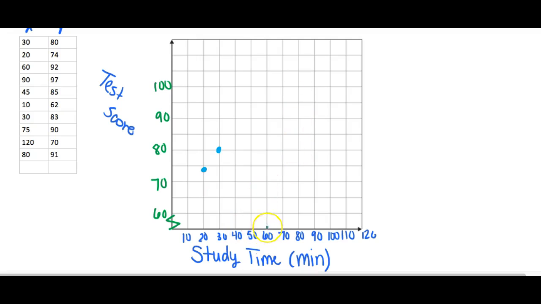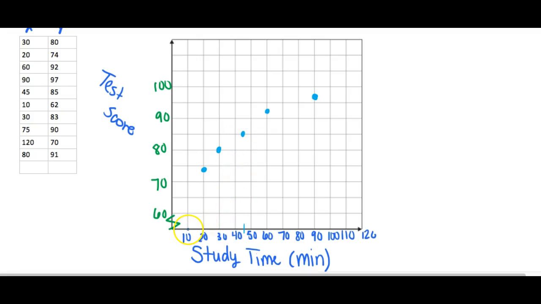So at 60 minutes, it's at 92. And at 90 minutes, it's at 97. So just follow your lines. We're just finding out where they cross. At 45 minutes, this is going to be one of those that's right in between. It's going to be at 85. So that one was kind of nice.